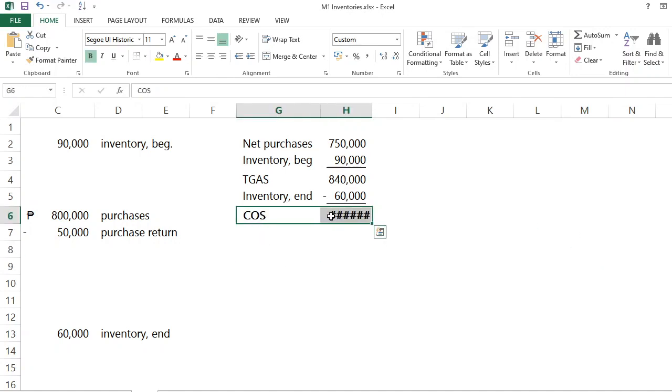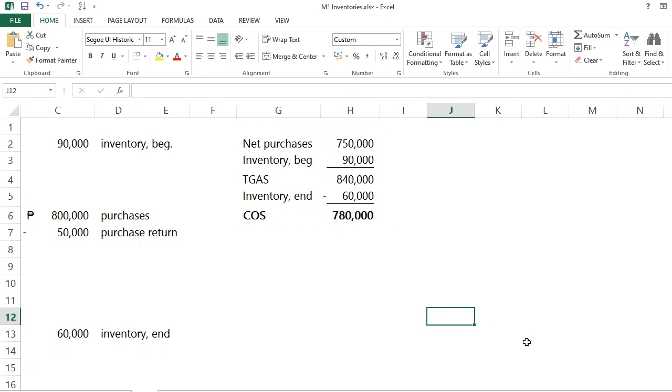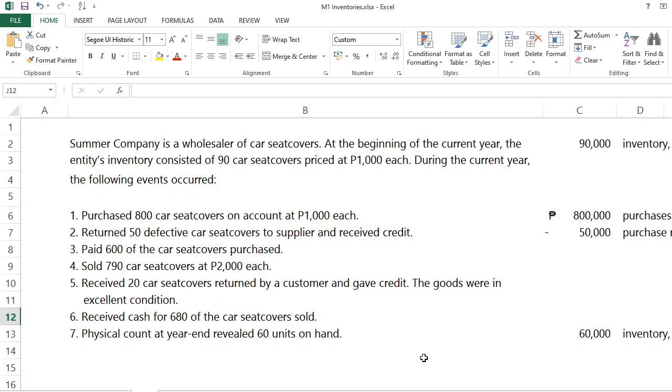Okay? So, yan. Now, let's proceed naman sa perpetual. Your perpetual, from time to time, nag-update ta. Kaysa perpetual, hindi naman tayo mag-physical, the cost of sale is computed not on the physical count but based on our stock cards. So, balik ta din hi, purchases, and then gipalit 50,000. And then, we paid 600 of the seat covers. Again, accounts payable po yan. Dito, sold. Di ba pag magbaligya ta? Pag magbaligya ta, and then we are using the perpetual.